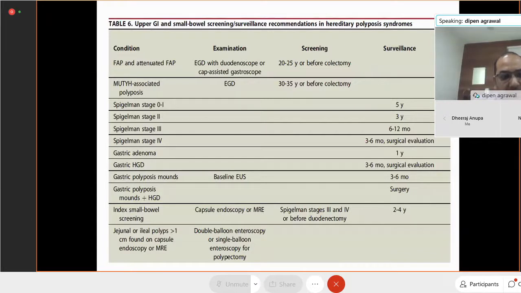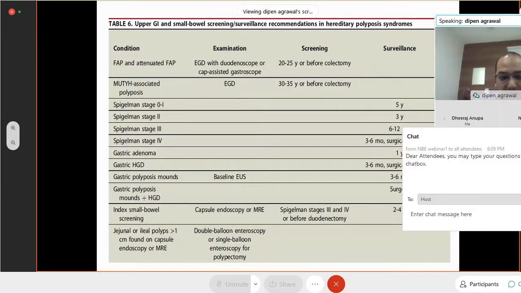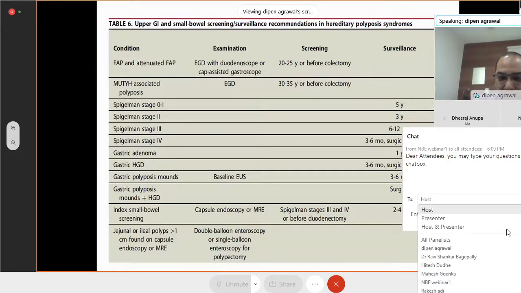And for duodenal lesions, we classify them by the Spigelman classification, and we do the staging of the polyps accordingly. Small bowel screening is done by capsule endoscopy or MR enterography, and should be done when the patient is planned for surgery for duodenal polyps.